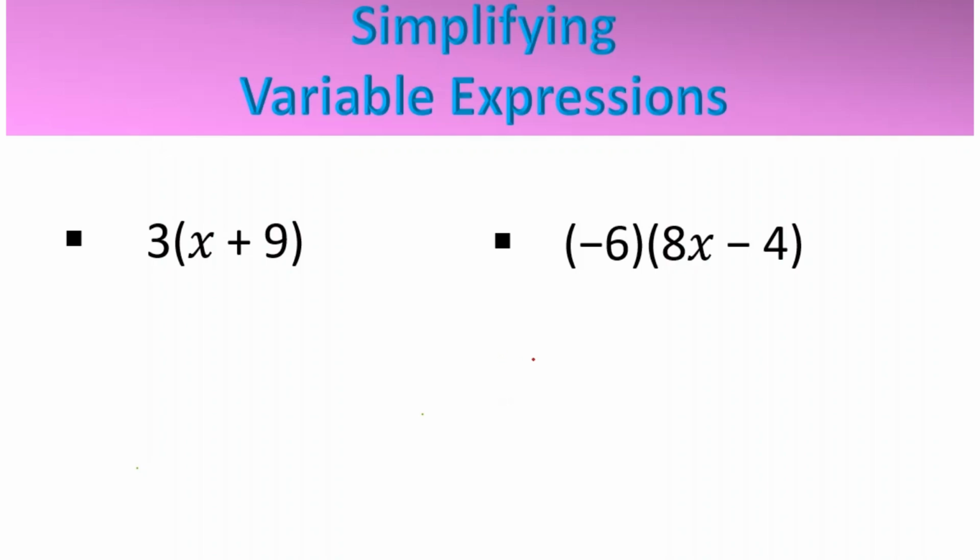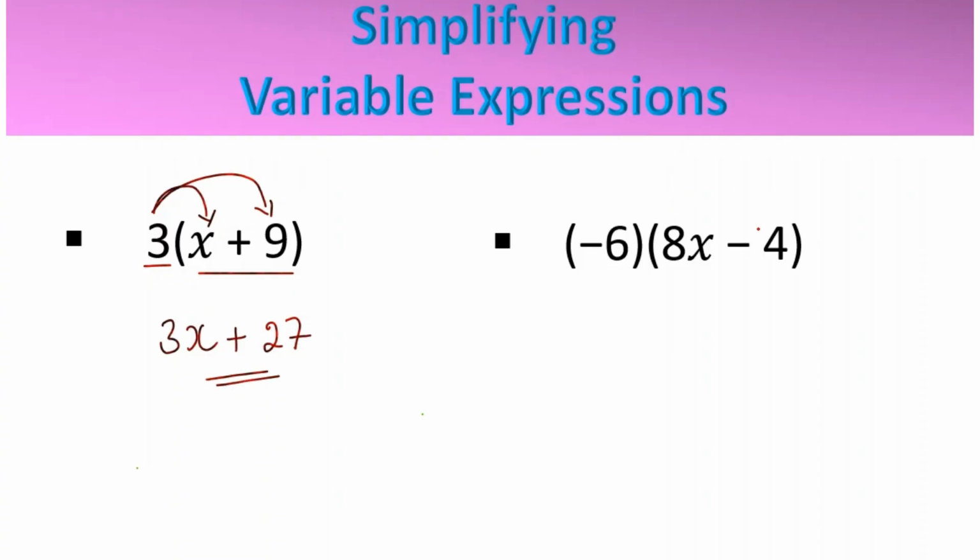In this video, you are going to learn how to simplify an algebraic expression with a single variable. Let us try with some examples. 3 times (x plus 9). Here, you need to multiply 3 with the terms inside the bracket. 3 times x gives 3x, plus 3 times 9 gives 27. Here we don't have any like terms to simplify it further, hence the simplified expression is 3x plus 27.